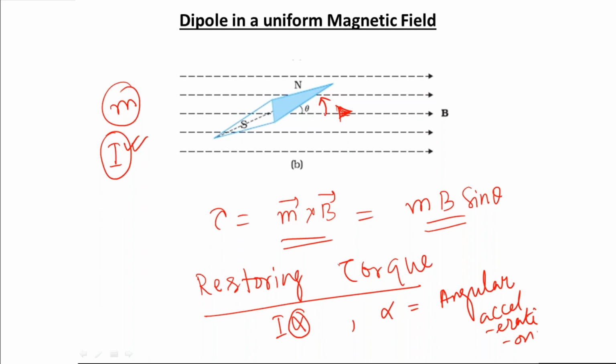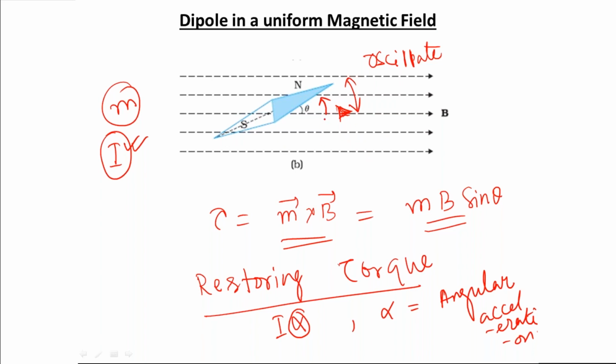Okay, angular acceleration. So here what will happen, once you just displace it, it will not just come back to here and stop here. It will actually oscillate back and forth in this angle. It will oscillate back and forth.